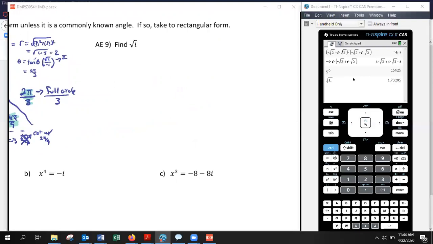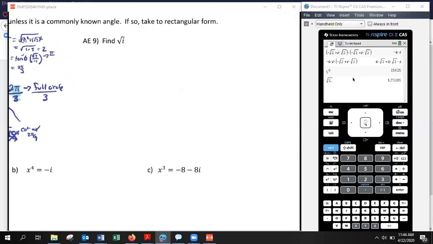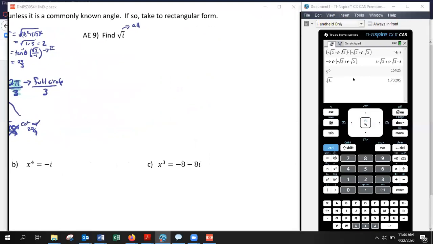Our goal is to find the square root of i. So I probably should have been more specific and said find all square roots of i. I actually really don't like that. That bothers me. I'll have to change that for next year. So find all square roots of i. First thing we need to know is there should be 2 of them.